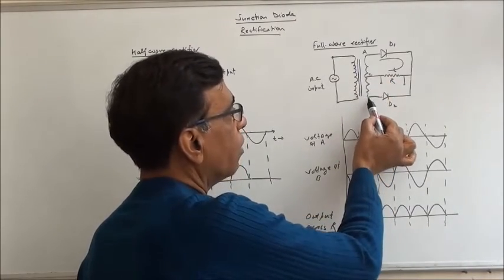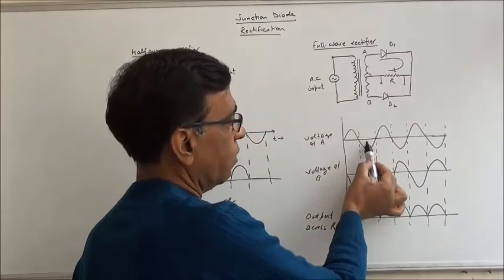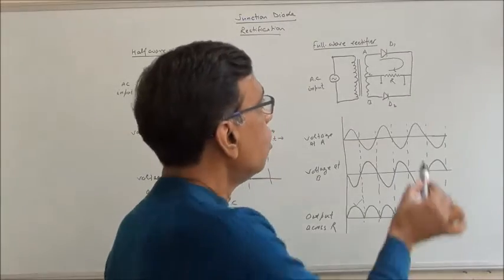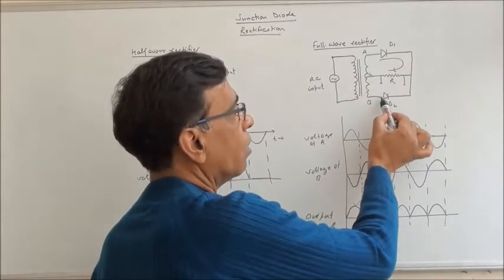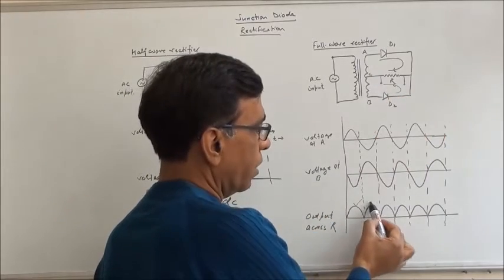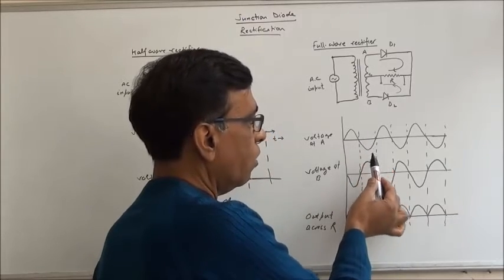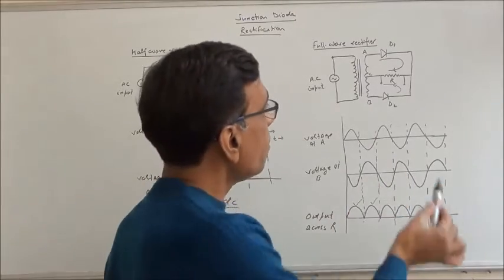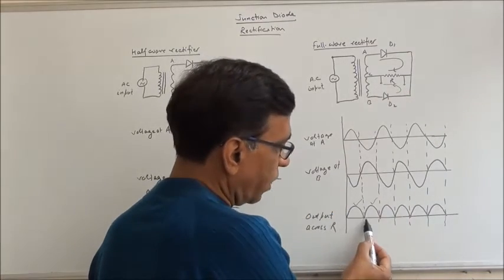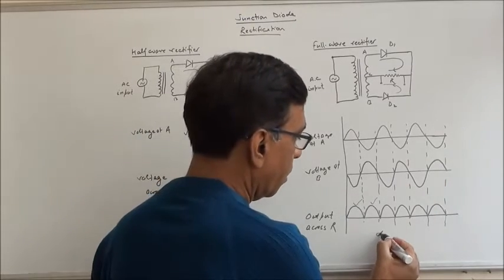In the second half, now this is positive. When this is negative, this is positive. A negative, B positive. Now D2 is in forward bias. No current through this, we get current through this. And what is the direction of current? We get this. But see, in both the cycles, whether A is positive or B is positive, current through R is in the same direction. So that's why it remains only in one direction. So it is direct current.